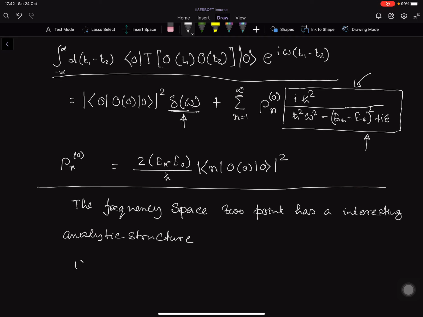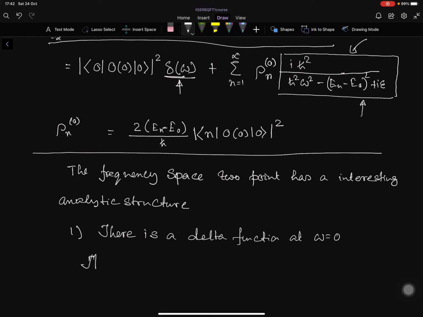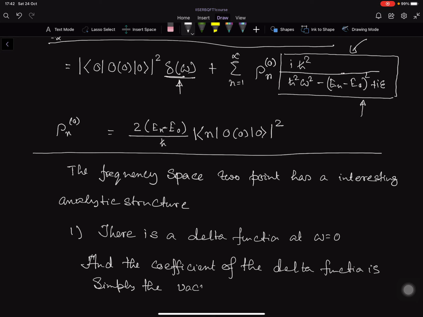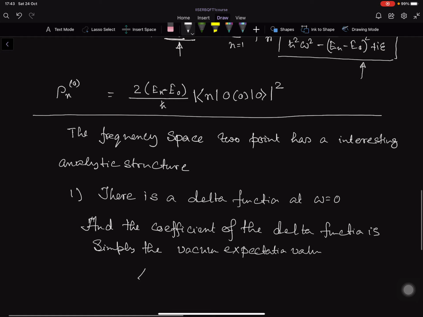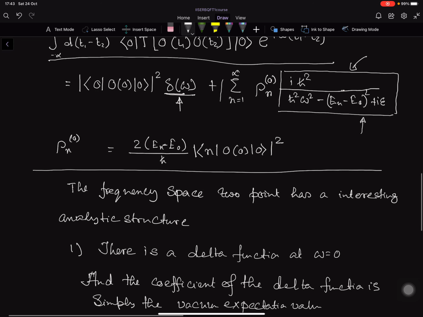How? Firstly, there is a delta function in frequency space, at omega equal to 0, and the coefficient of the delta function is simply the modulus square of the vacuum expectation value of that operator. Then there is a second piece here.